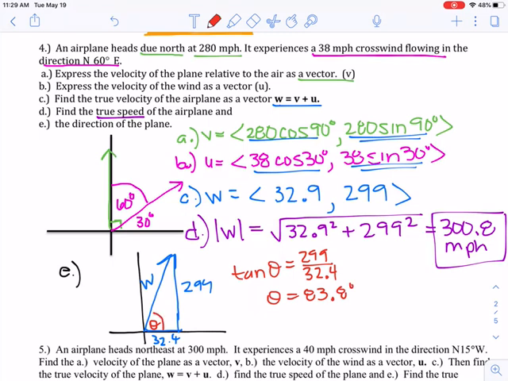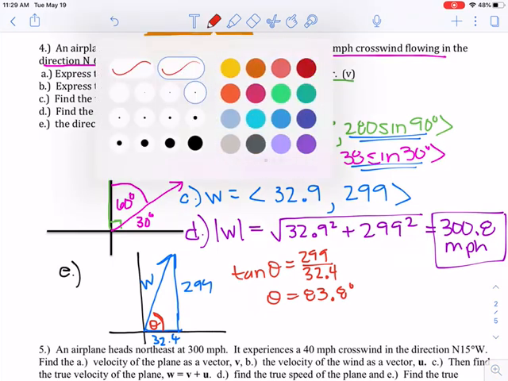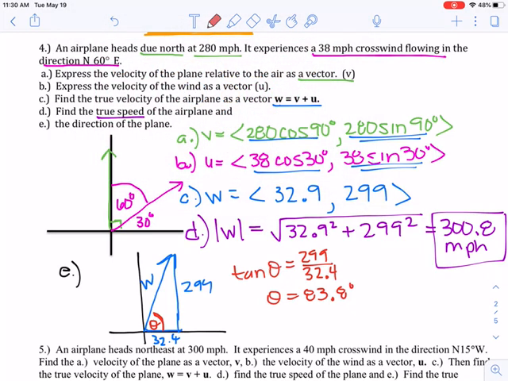So if my angle inside my triangle is 83.8 degrees, I want to find out, well, what angle am I making with the north line? So if I want to find my angle that I'm making here with the north line, I can subtract the 83.8 from 90 degrees, and 90 minus 83.8 gives me an angle of 6.2 degrees. So I'm going to be traveling northeast 6.2 degrees.